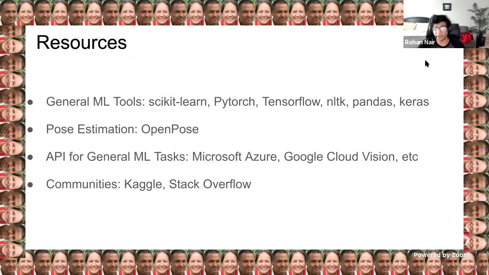NLTK is also very popular for natural language. And then there's Stanza and Stanford NER, which aren't as commonly used, since Stanza is new and Stanford NER is Java backed and not Python backed. For pose estimation, OpenPose is worth looking into. For APIs for general ML tasks, Microsoft Azure has automatic transcriptions and things like that too. Google Cloud Vision, there's a whole bunch of them. Many of these cloud services will have ML, NLP, and computer vision backends as well.